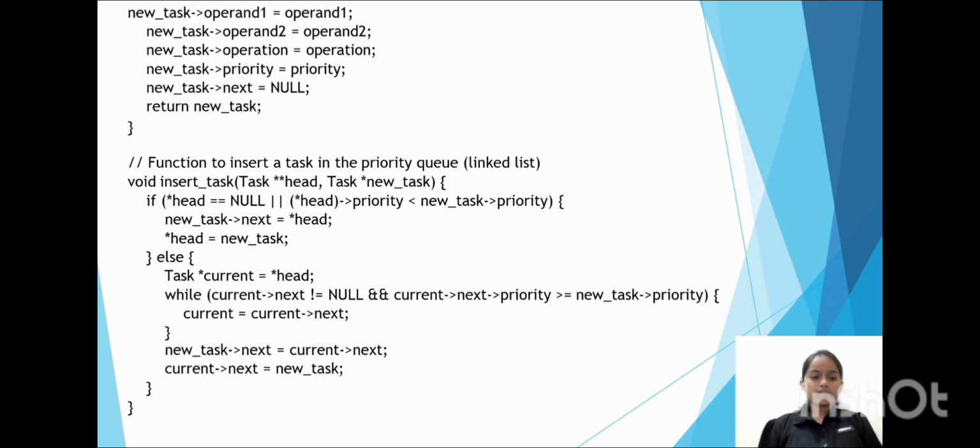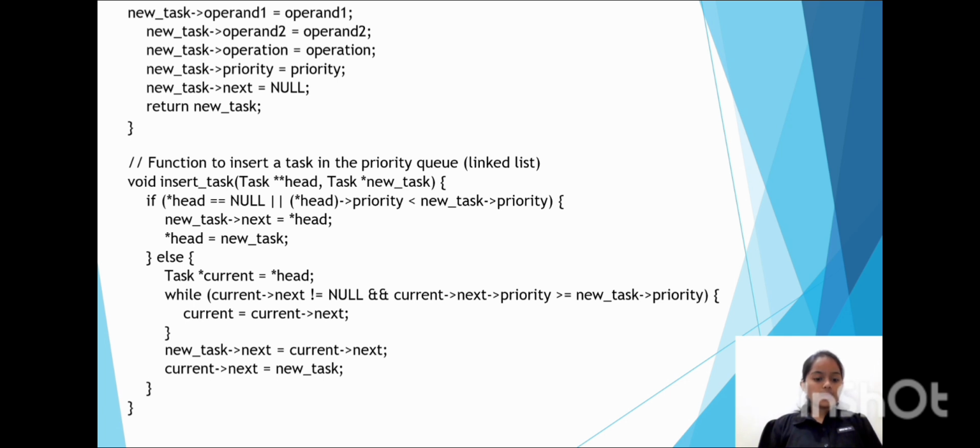Next we have to insert a task in the priority queue within the function. Void insertTask, Task head, comma Task newTask. If head is null or head priority is greater than newTask priority, newTask next is equal to head, head is equal to newTask, else Task current is equal to head. While current next is not equal to null and current next priority is less than newTask priority.